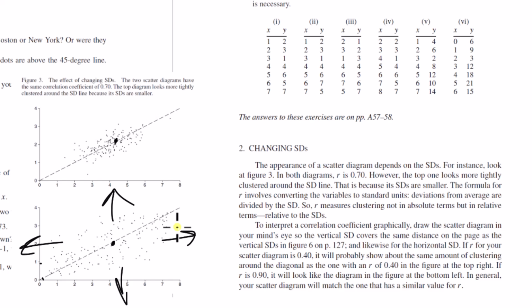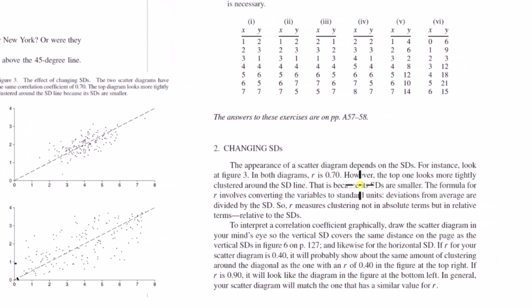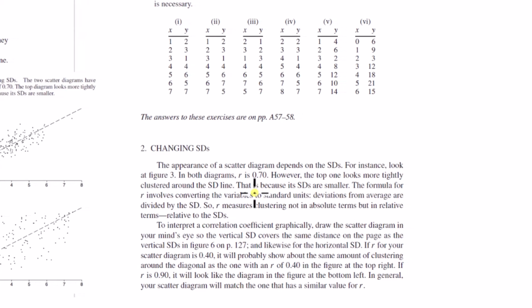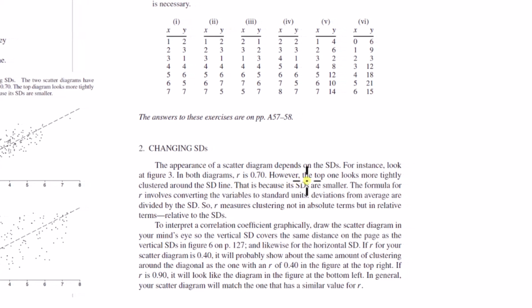You can spread out more and not change the correlation coefficient. Okay, so if we finish reading through all of this, R is 0.7 in both diagrams. However, the top one looks more tightly clustered around the SD line. That is because its standard deviations are smaller.